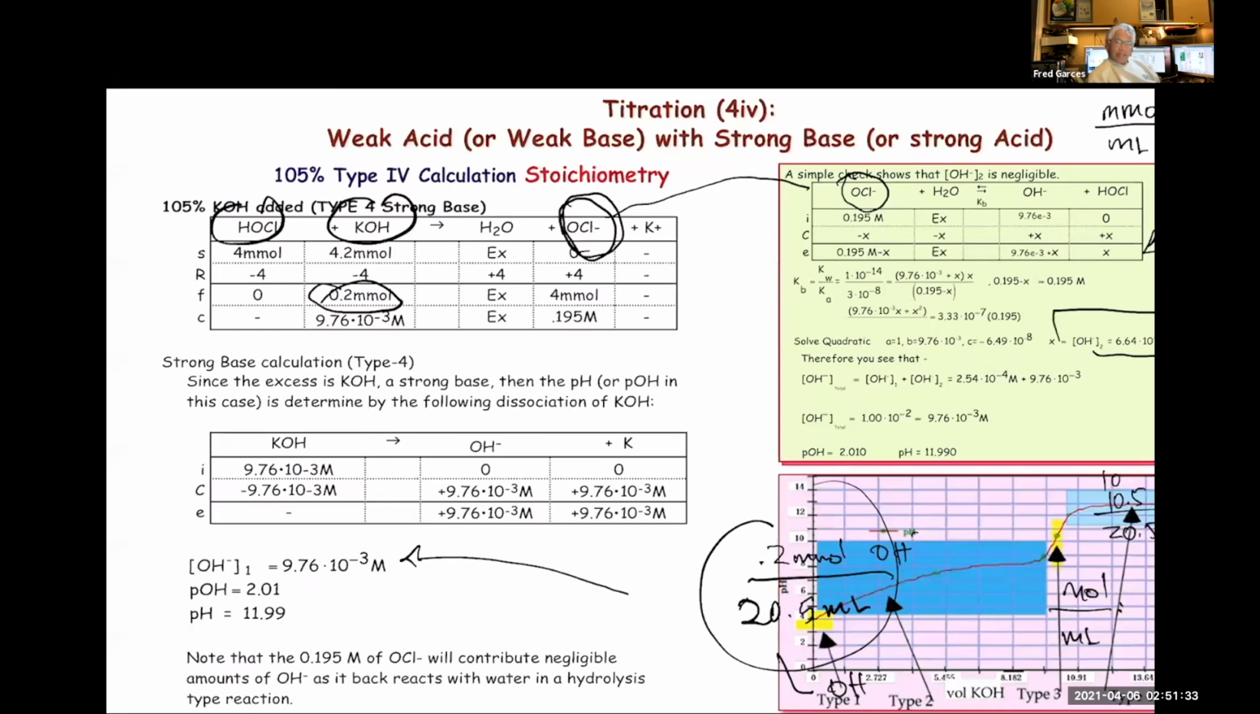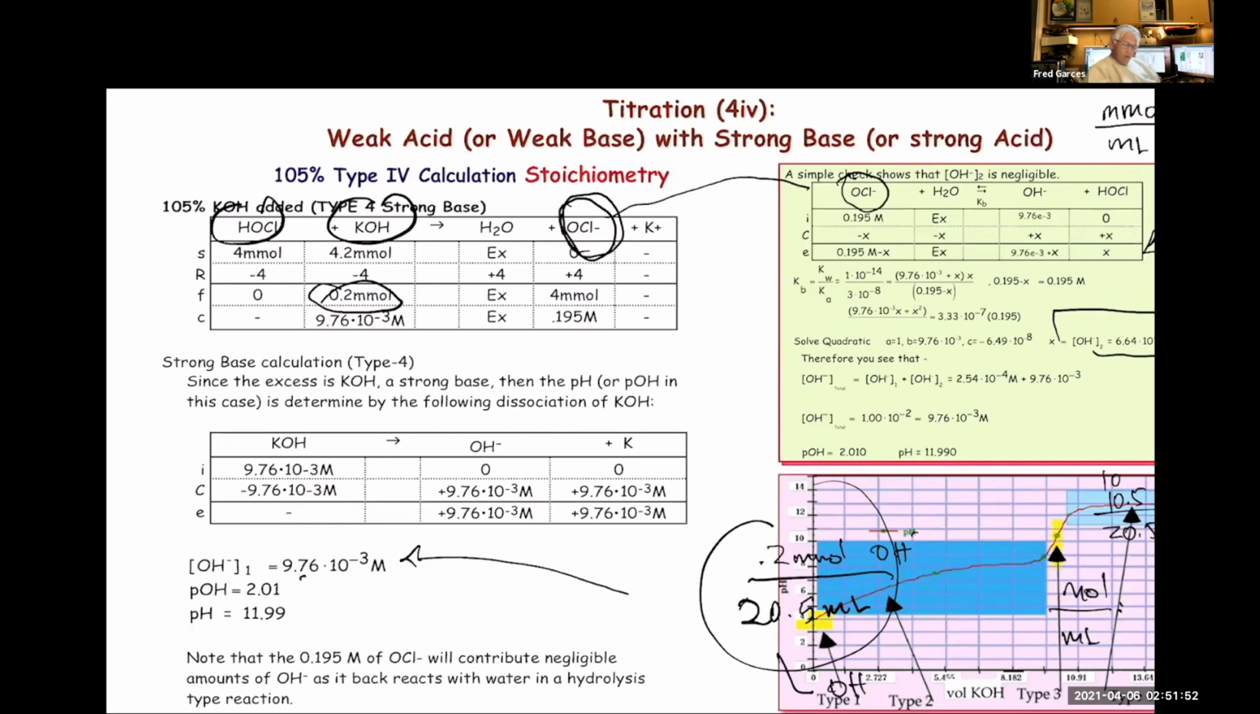6.64 times 10 to the minus 6. The amount of hydroxide excess was 9.76 times 10 to the minus 3. That's three orders of magnitude. That's why you could ignore it. That's probably the simplest way of streamlining these problems.